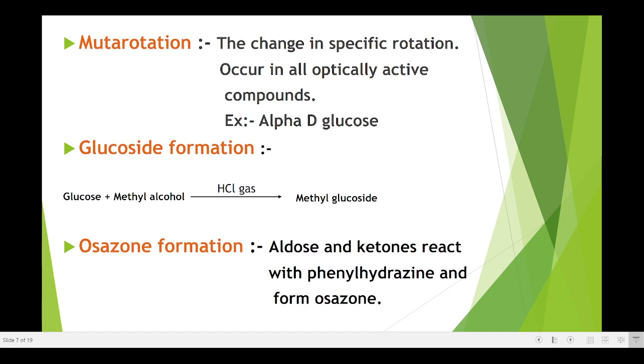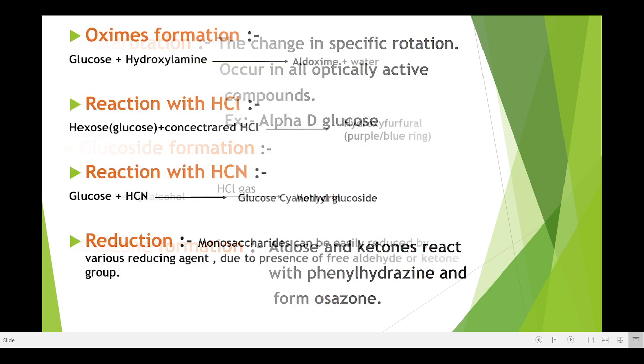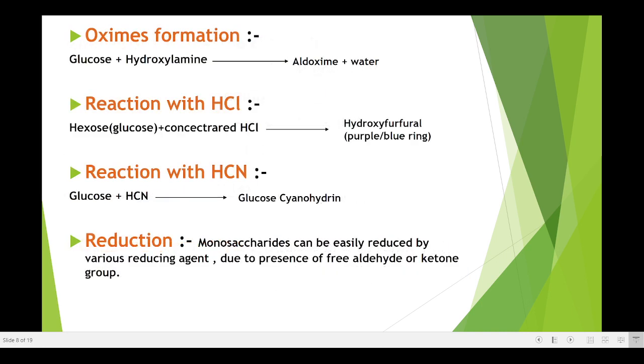This osazone formation occurs in three steps. In the first step, one molecule of phenylhydrazine reacts with one molecule of aldose, forming hydrazone. In the second step, a second molecule of phenylhydrazine reacts, forming aldohydrazone. In the third step, a third molecule reacts with aldohydrazone and forms osazone. The ninth property of monosaccharides is oxime formation. Here we can see the reaction. Glucose reacts with hydroxylamine and produces aldoxime and water. This process is called oxime formation.